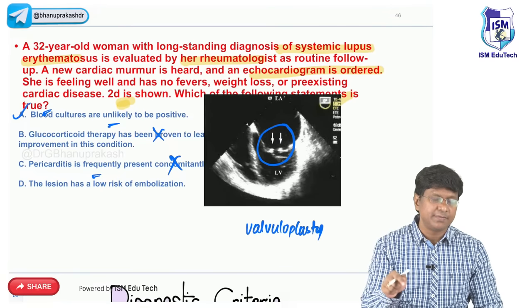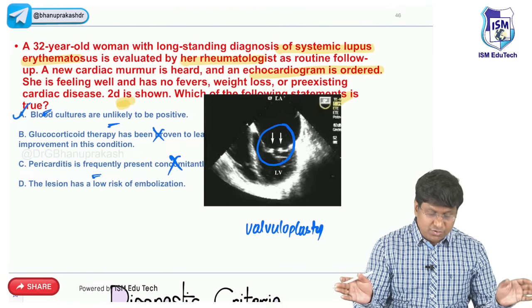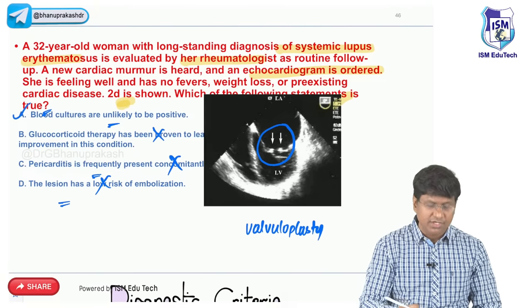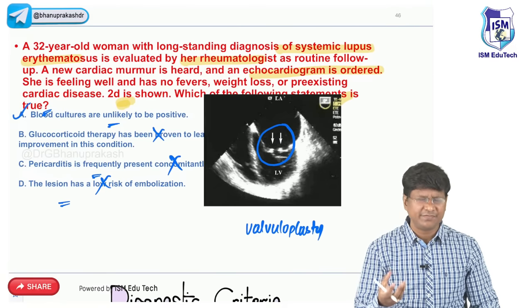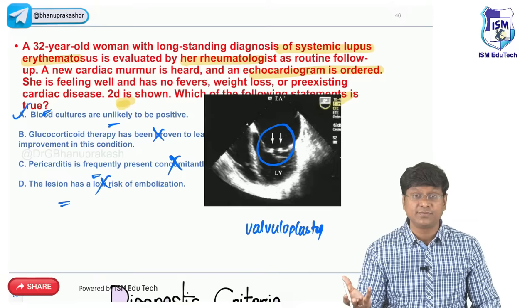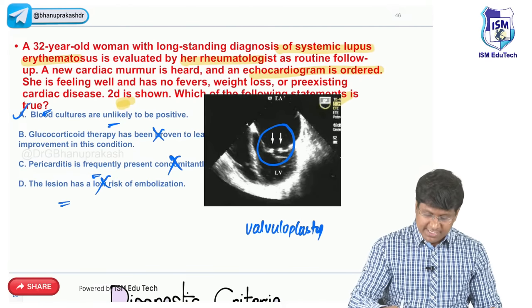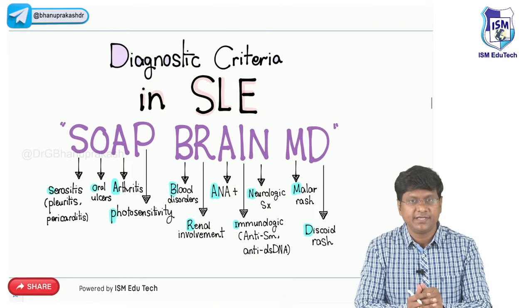Pericarditis is the most common manifestation of your SLE, but it is not present concomitantly. And the lesion has low risk of embolization is a wrong statement. Even these particular lesions, whenever they rupture and enter into the systemic circulation, there is a high chance of embolization in these individuals. Now, what is the diagnostic criteria for SLE?